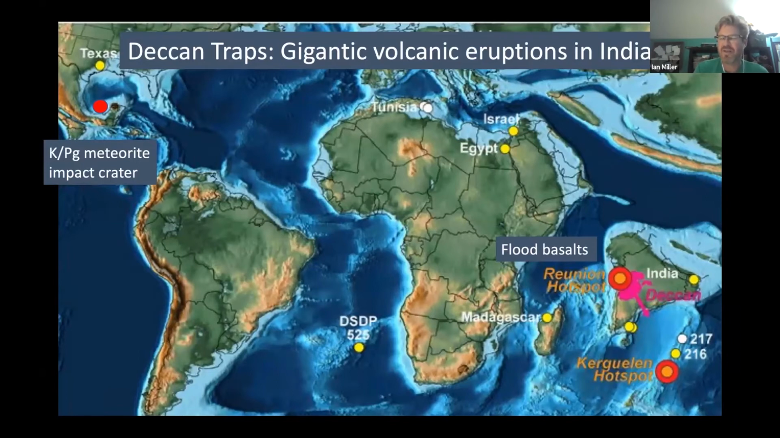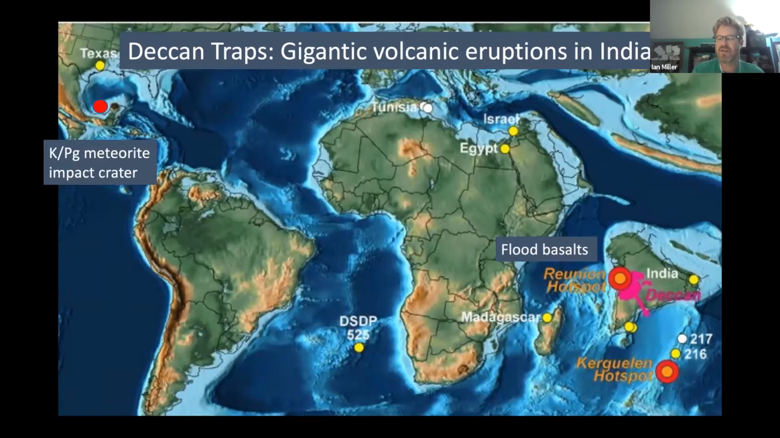And so this is where the debate comes in, where what killed the dinosaurs. So you can see over on the left-hand side, the impact crater location in Mexico. At the same time, India, in a plate tectonic sense, was rocketing northward towards Asia. And there are massive flood basalts. It's this second largest flood basalts on land.